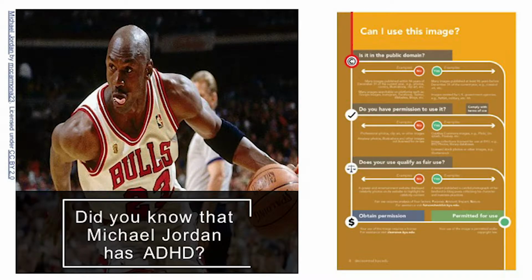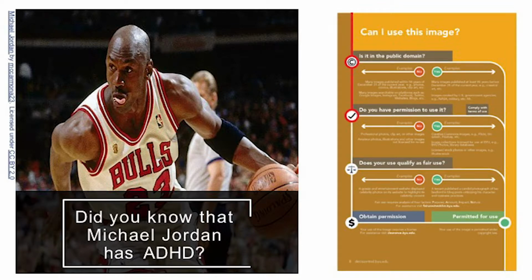So if we look here now in our decision trail booklet, we're going to ask ourselves the first question, which is, is this photo in the public domain? So the public domain, if you remember, is things that are really old, so if they were published more than 96 years ago, or if they were created by a federal government employee within the scope of their employment, or if the author has just released something into the public domain. So in this case, the image is not in the public domain.